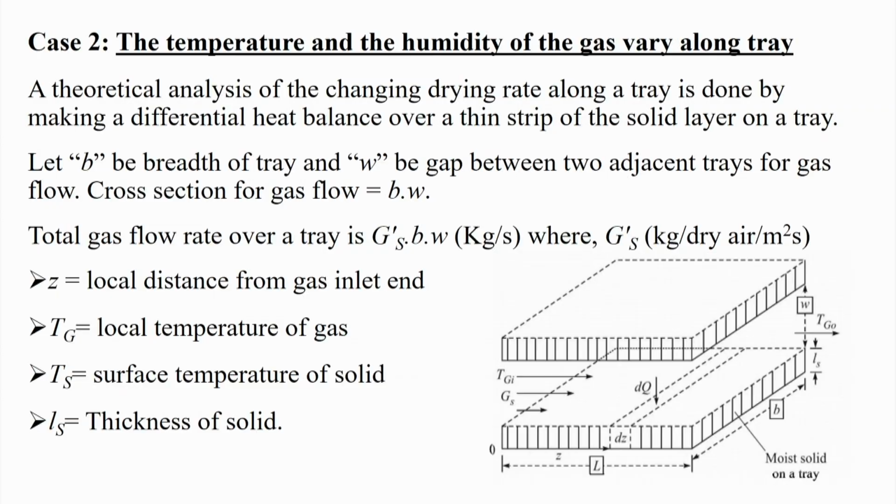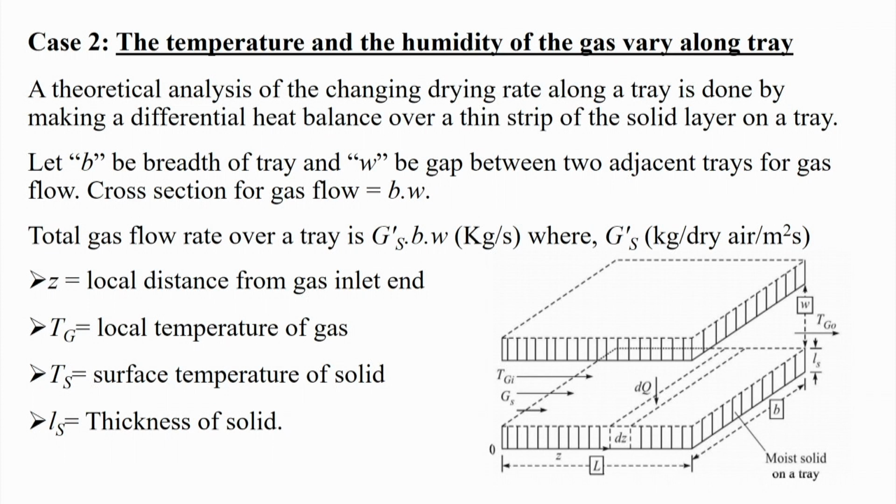Now, the second case is that the temperature and the humidity of the gas will vary along the tray. So, a theoretical analysis of the changing drying rate along a tray is done by making a differential heat balance over a thin strip of the solid layer on a tray. Like this, we will take one thin strip; suppose this is the tray, we take a thin slice like this, which is d z, and the length of the tray we have taken as L.